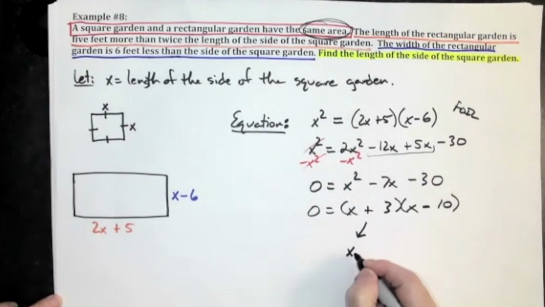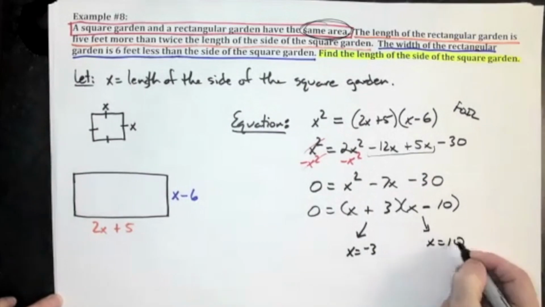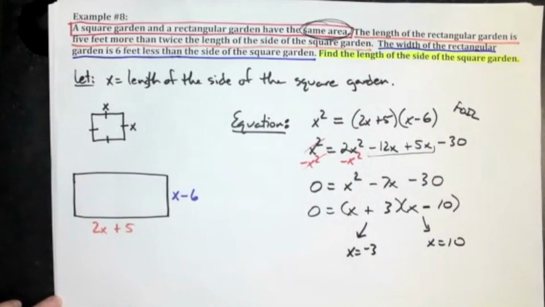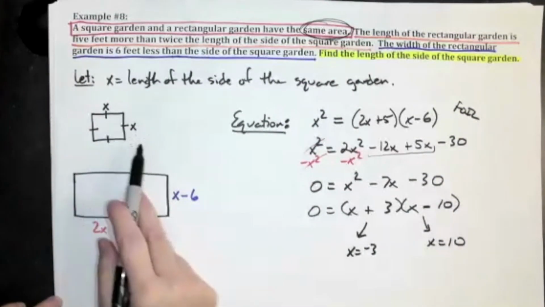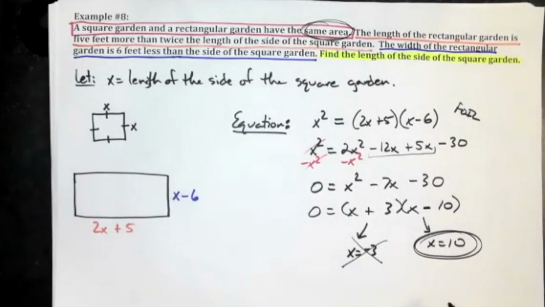Setting everything equal to 0, x equals negative 3 on this one. x equals 10 on this one. And again, it's wanting the length of a garden. A length dimension cannot be negative, so we have to throw this one out. So it's got to be 10.